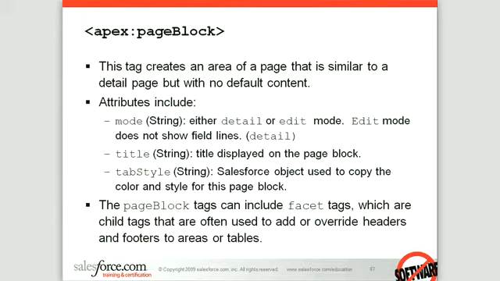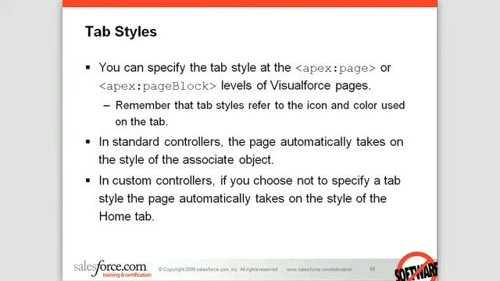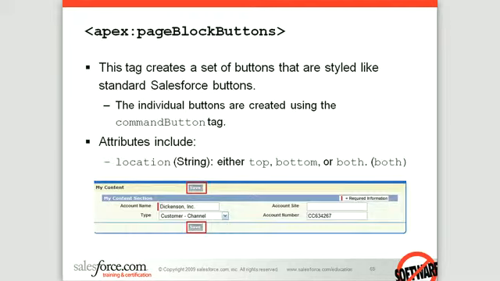So going through some of the attributes on these, the page block, we use the tab style. We also used the title yesterday, to display, in the previous slide, candidate edit. For tab style, you reference an object, and it utilizes the tab style that is associated with that object. Page block buttons is an area of the page block in which we can display buttons. We would then place command buttons and command links inside of there as child tags.